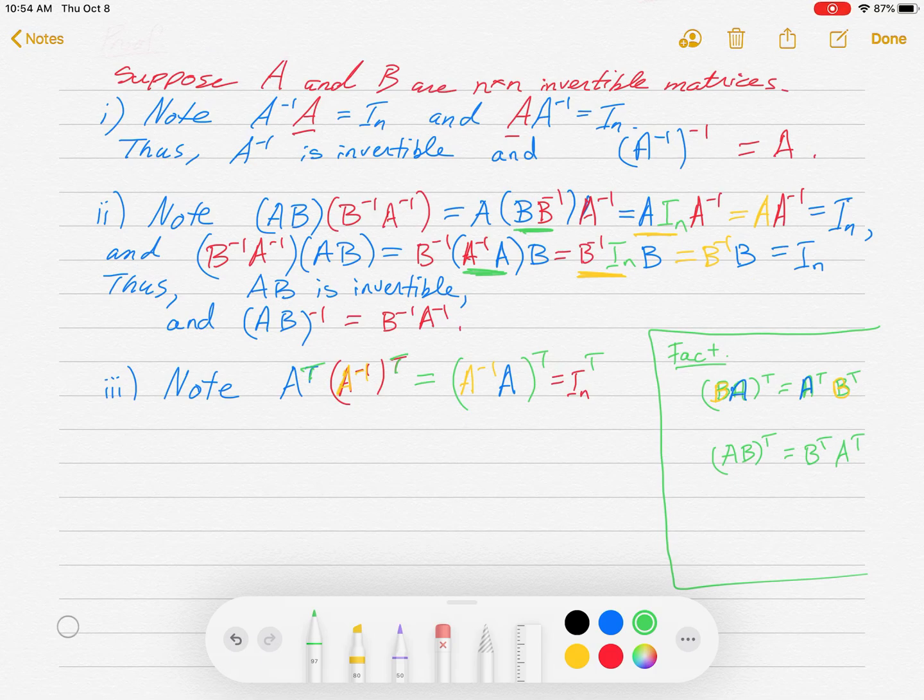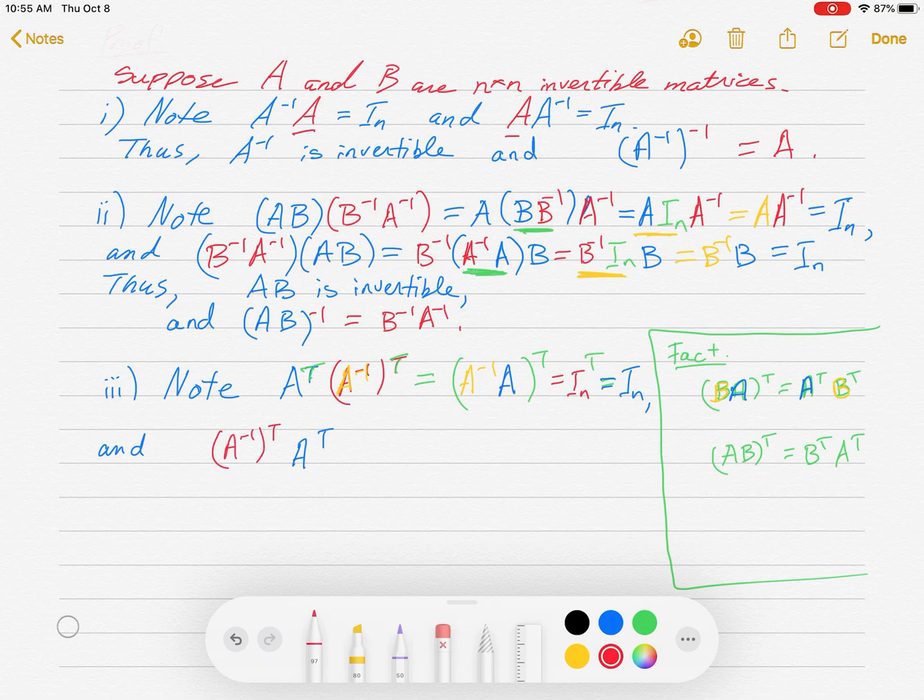All right, what's A inverse A? A inverse A is the identity. And we have a transpose. What happens when you transpose the identity? It's still the identity. It doesn't change. Okay, so I have A transposed times A inverse transposed is the identity. So we're able to multiply A transposed by that A inverse transposed to get the identity.